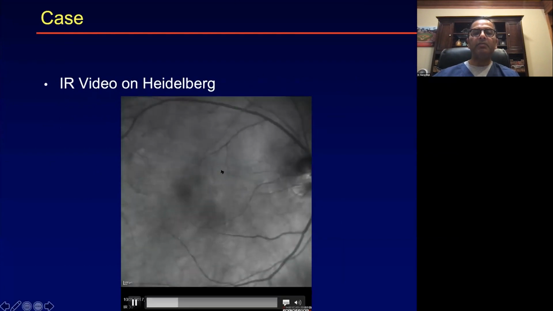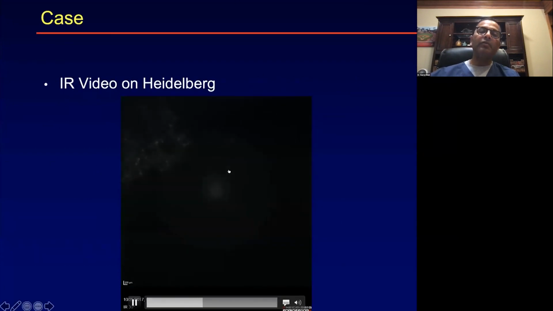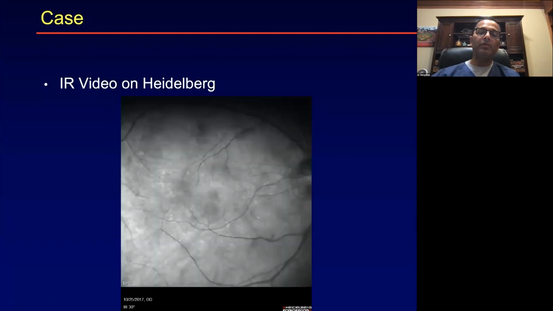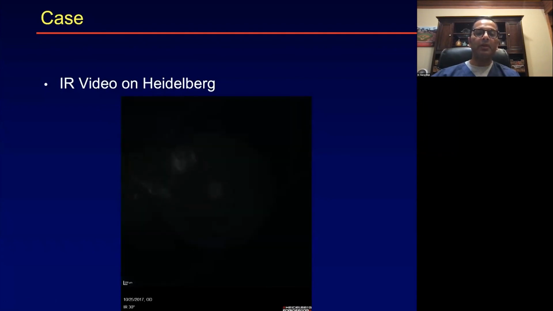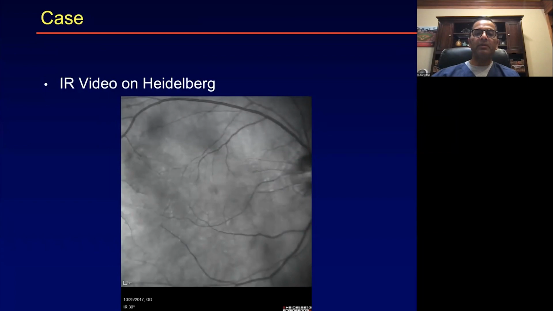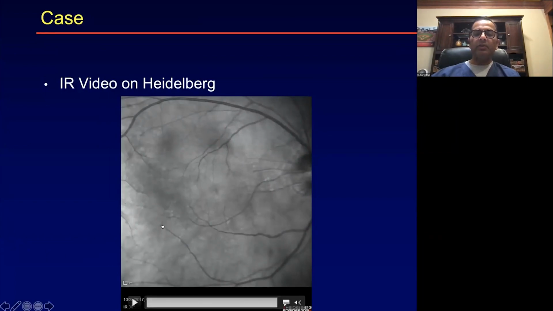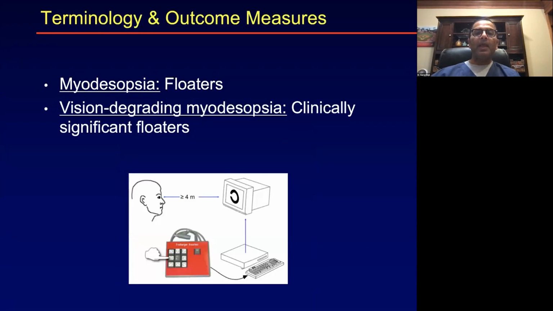She sees this big glob, and I use the infrared video on the Heidelberg. It works really well. If you have a machine like this, it's really important to use, and we can see what she's seeing. So in this patient, it's really the quality of vision that makes a big difference. And we need to make sure that we understand the terminology. Myodesopsias are floaters, and visually degrading myodesopsias are clinically disabling floaters.